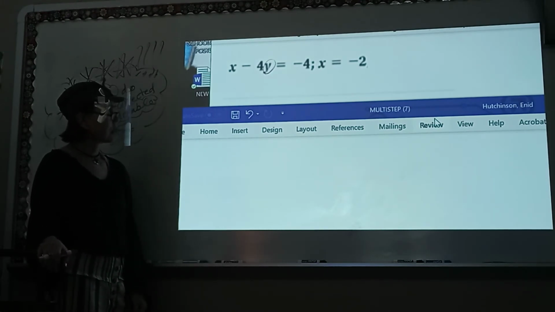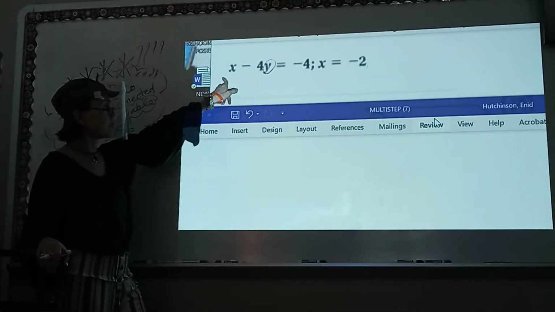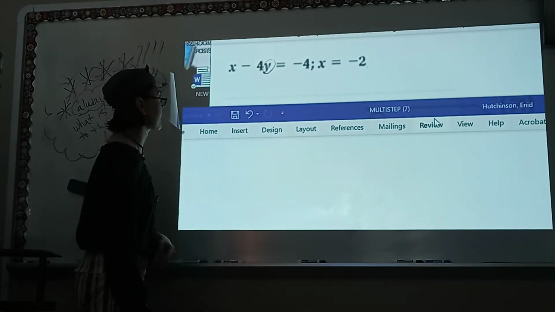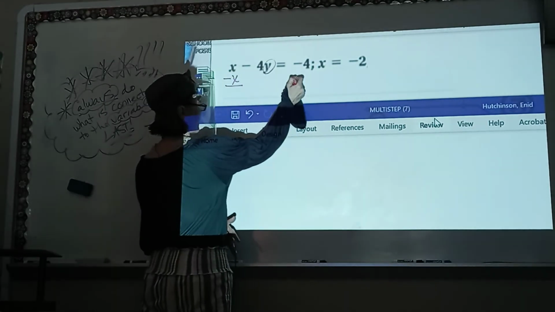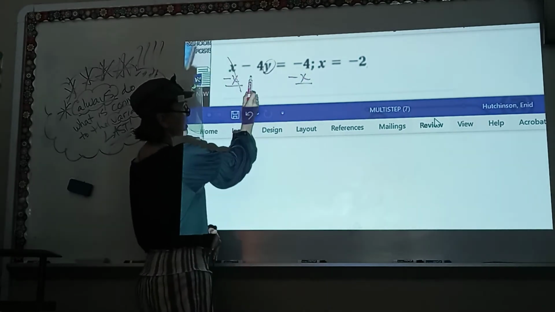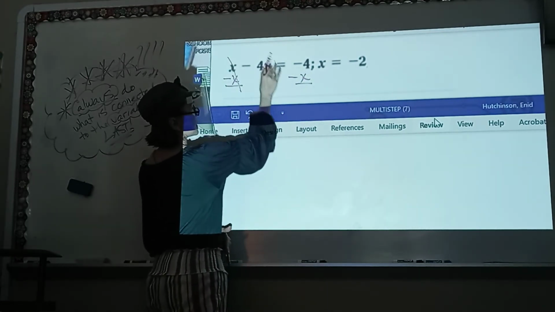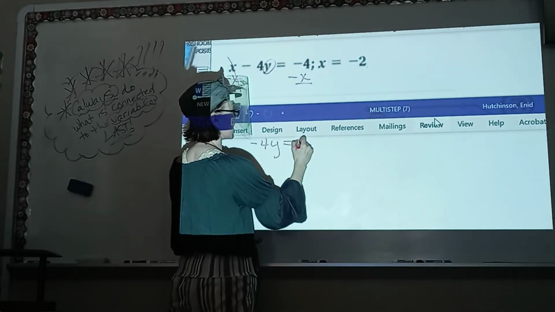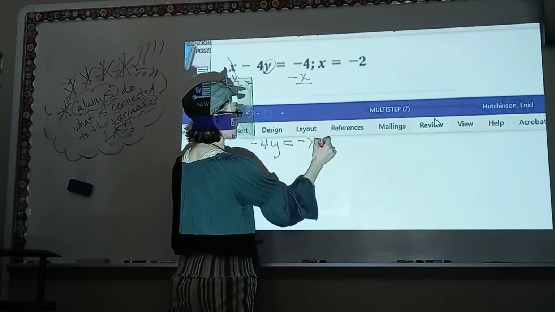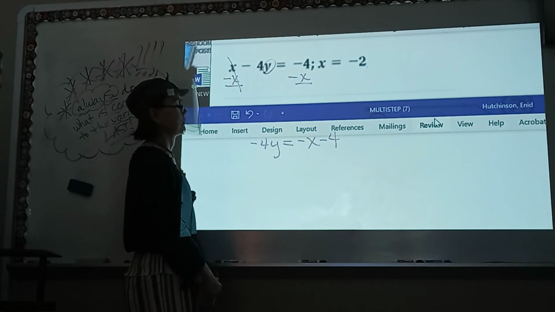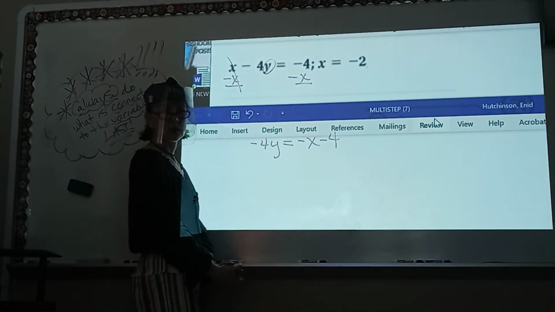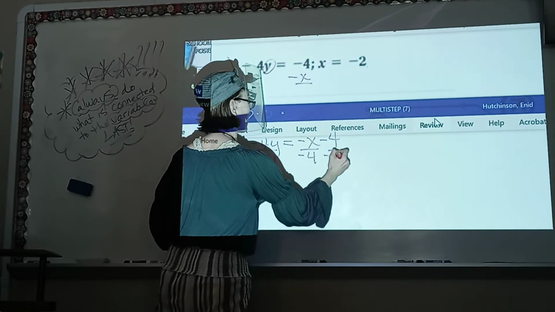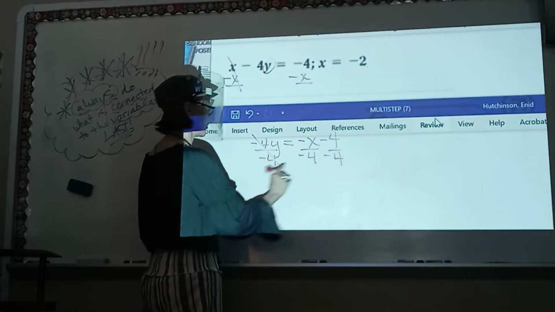If we want to solve for y, we need to move the x and the negative 4 to the other side. How do we do that? By doing the opposite of what we were given. The opposite of a positive x is negative x. So we have negative 4y equals negative x minus 4. Have we solved for y? No. Now we need to divide by negative 4, divide by negative 4, divide by negative 4, all 3 times. Bring down your y.